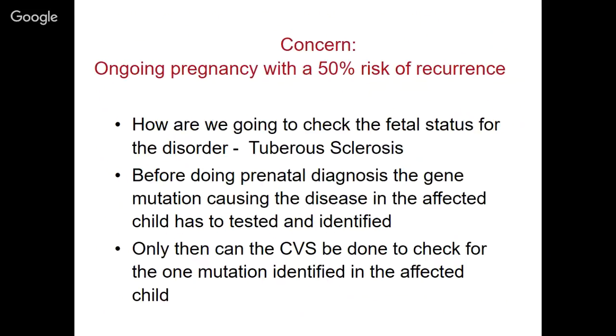How are we going to check the fetal status? So first, we would need to check the change in the gene in the mother or the child. Once we identify the mutation, only then can a CVS be done to check for that one mutation identified in the affected child. Remember, the CVS is a very precious material and we cannot play around with it. So we need to know exactly what we are checking for.